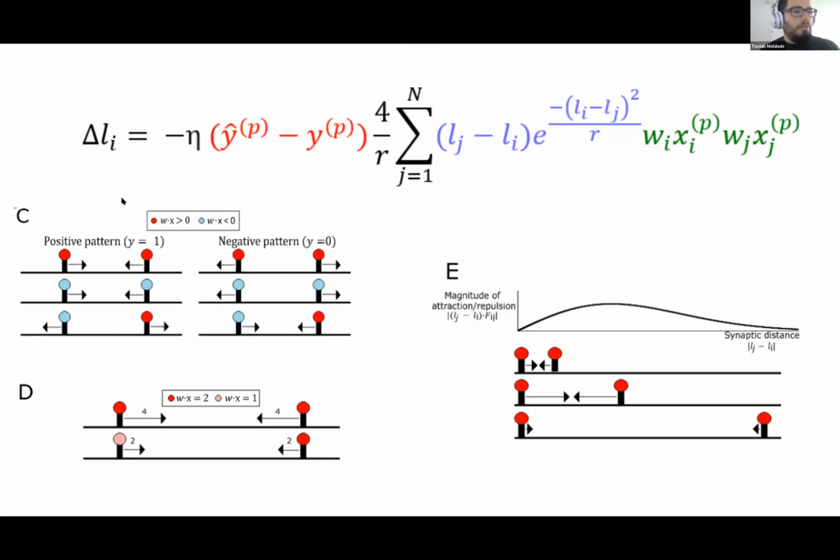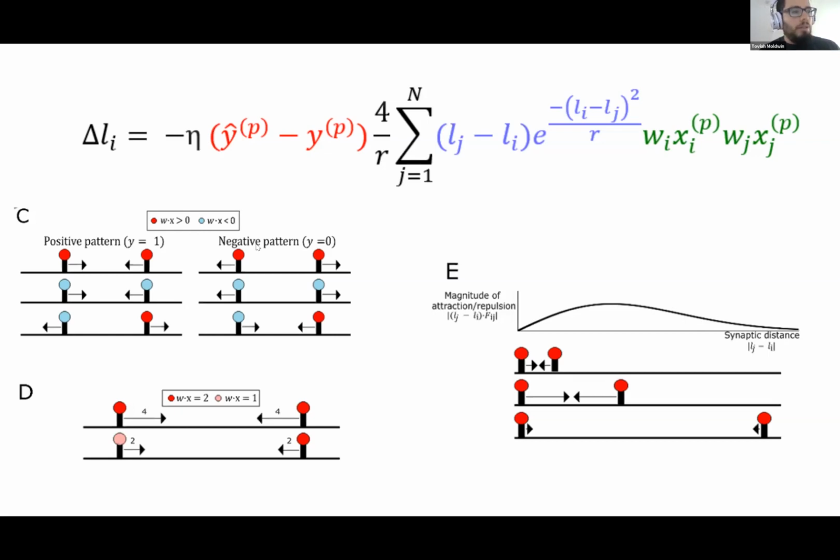These forces depend on the target value, so the positive or negative class, the weighted inputs to the synapses, and the distance between synapses. So look at C. In the positive pattern, that's the one that the neuron is supposed to produce a large output for, or a spike, synapses with the same sign, so that means the weight times the input, are attracted. If this has a positive weight times input and that also has a positive weighted input, they're attracted to each other. The same thing if they're both negative. But if one synapse has a positive weighted input and the other has a negative weighted input, then they repel each other. And for a negative pattern, so when you want the neuron to produce a smaller output, it's reversed. Opposite sign inputs repel and same sign inputs attract.